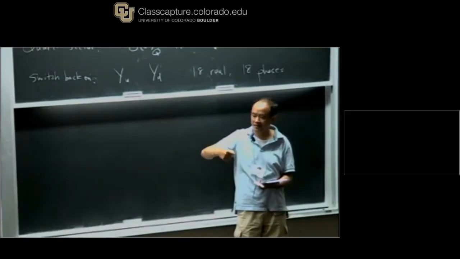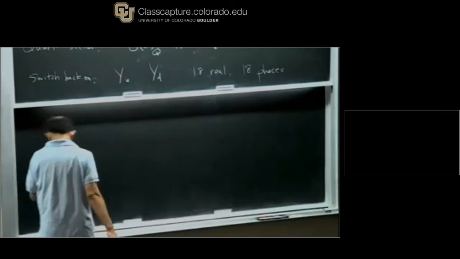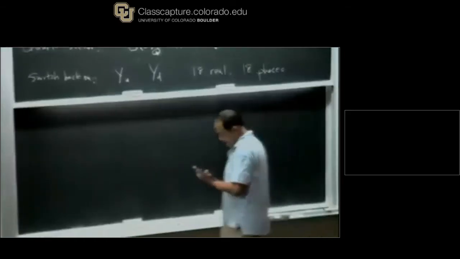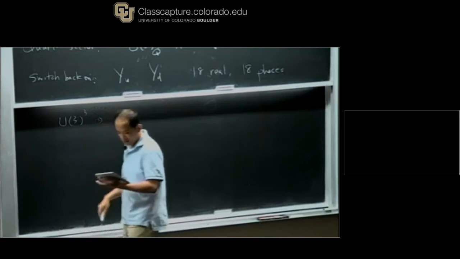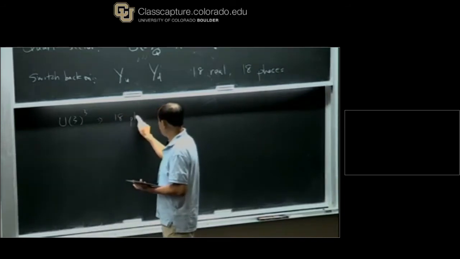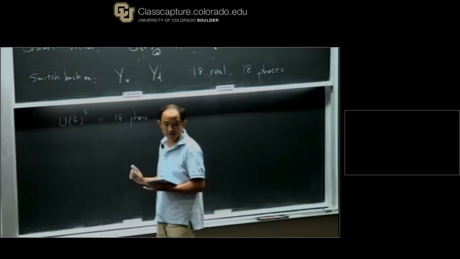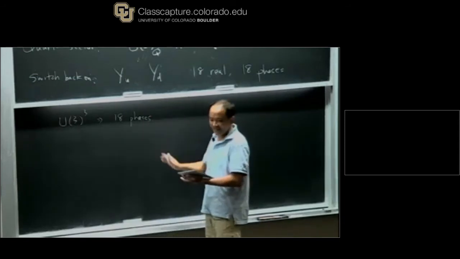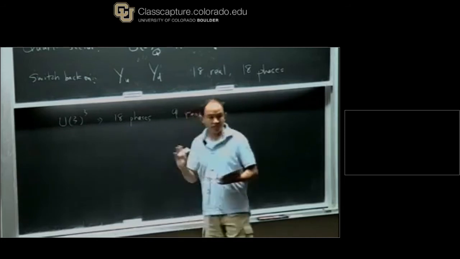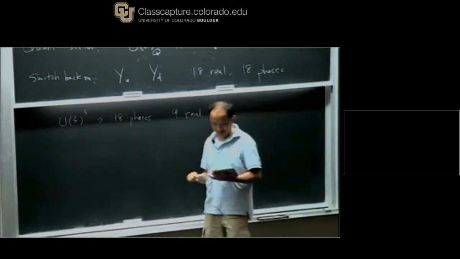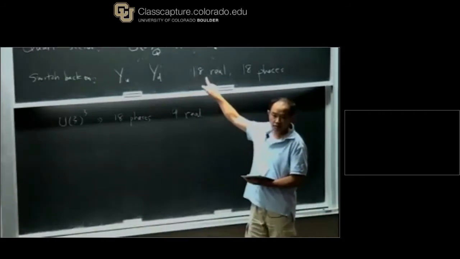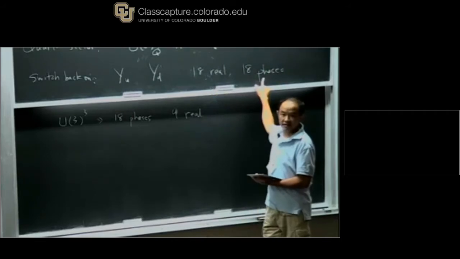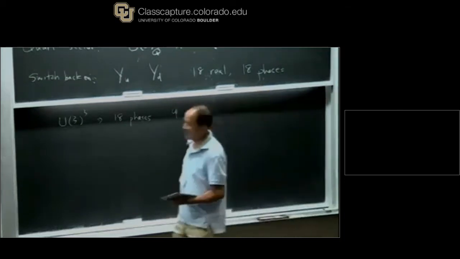Is this okay? So let's count. U(3)_Q has how many parameters? It has 18 phases, you count yourself. It's nine real parameters and nine phases. So it looks like I should be able to get rid of all the phases. Except there is one thing.